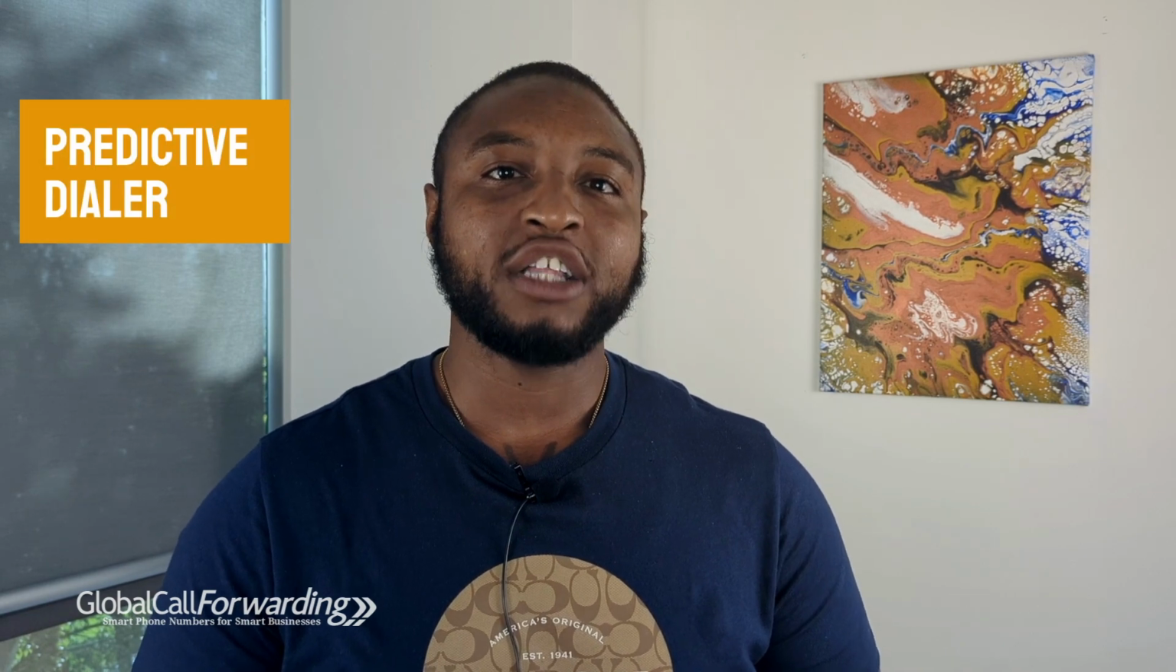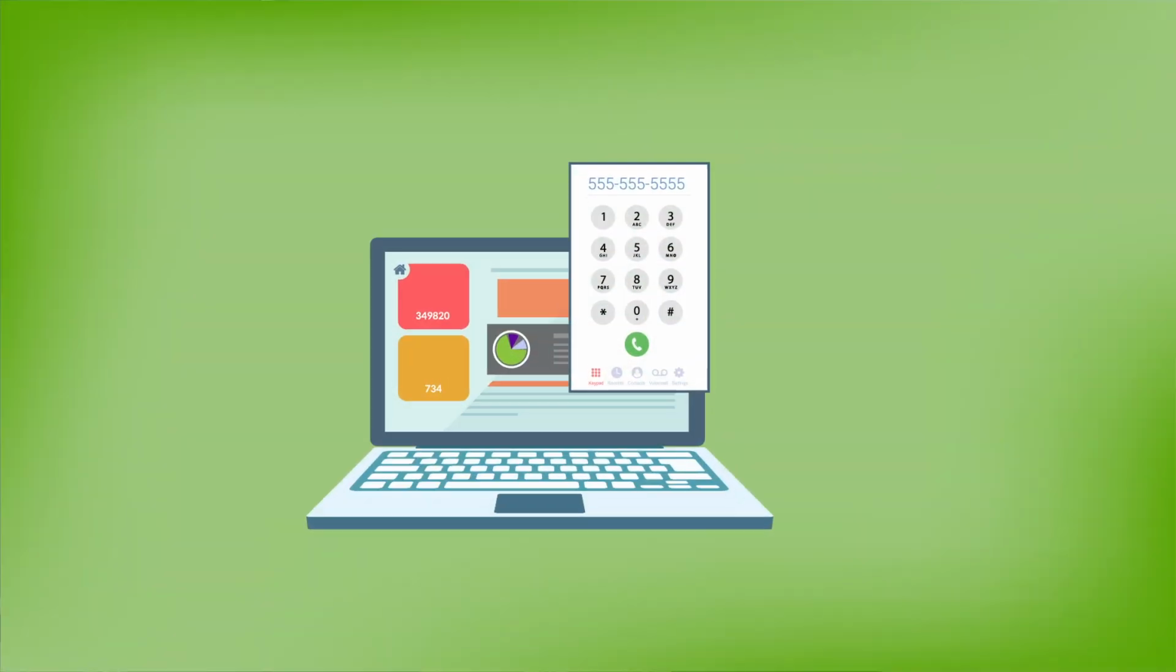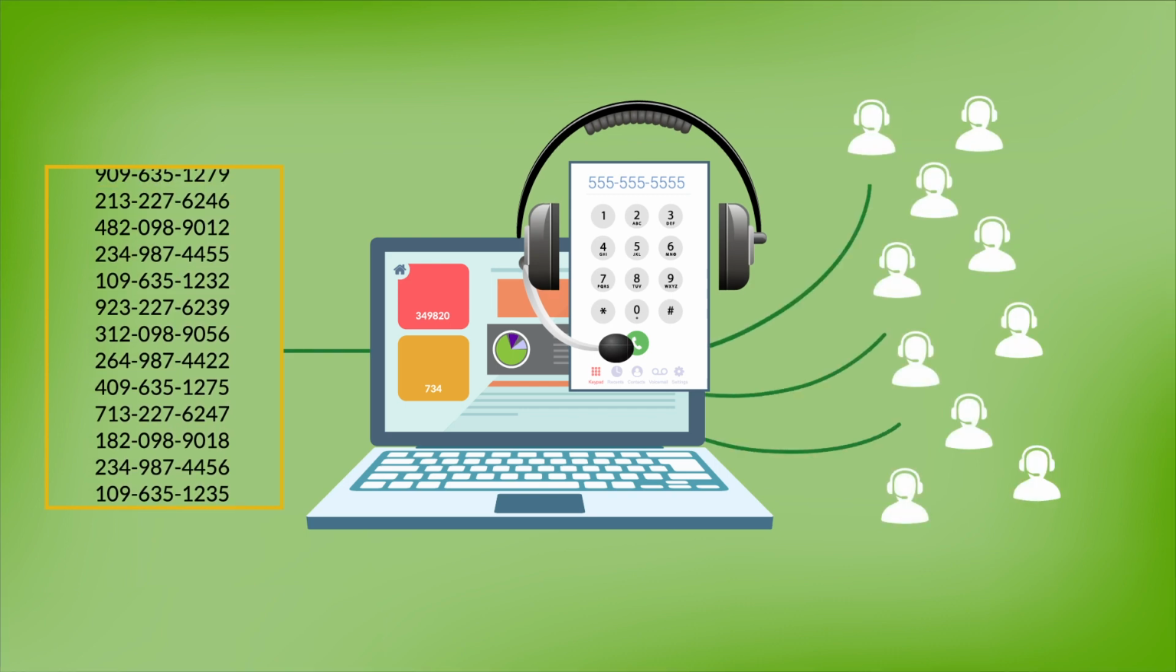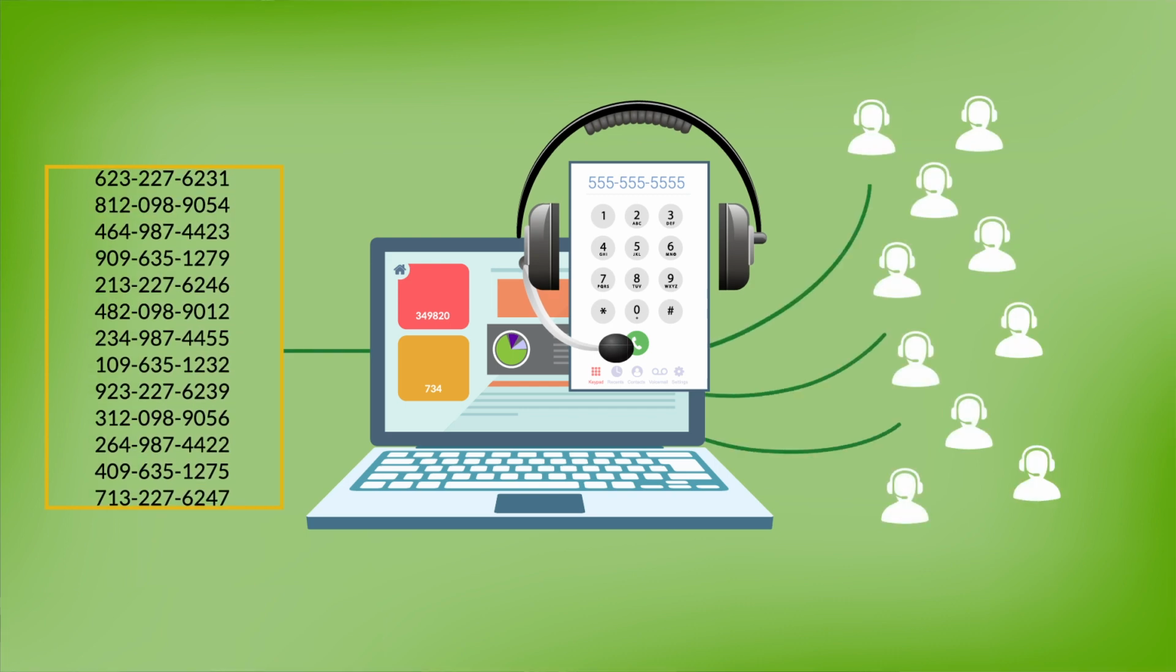And finally, we have predictive or auto dialers that automatically dial multiple numbers on call lists and transfer answered calls to available agents. These dialers also intelligently predict which rep is ready to answer the next call, meaning less time is wasted and more call connections are made. This type of sales dialer is best suited for time-sensitive campaigns with large calling lists, cold calling, lead generation, and so on.